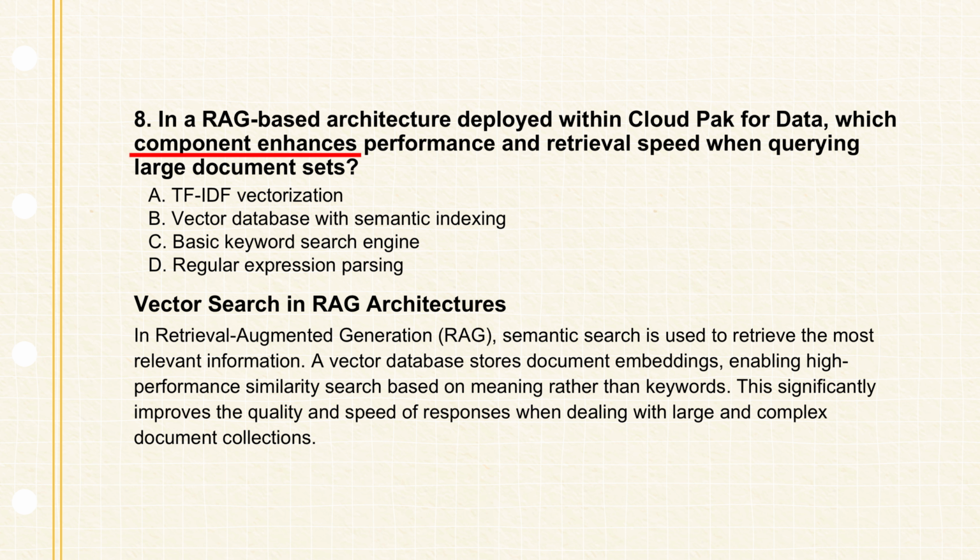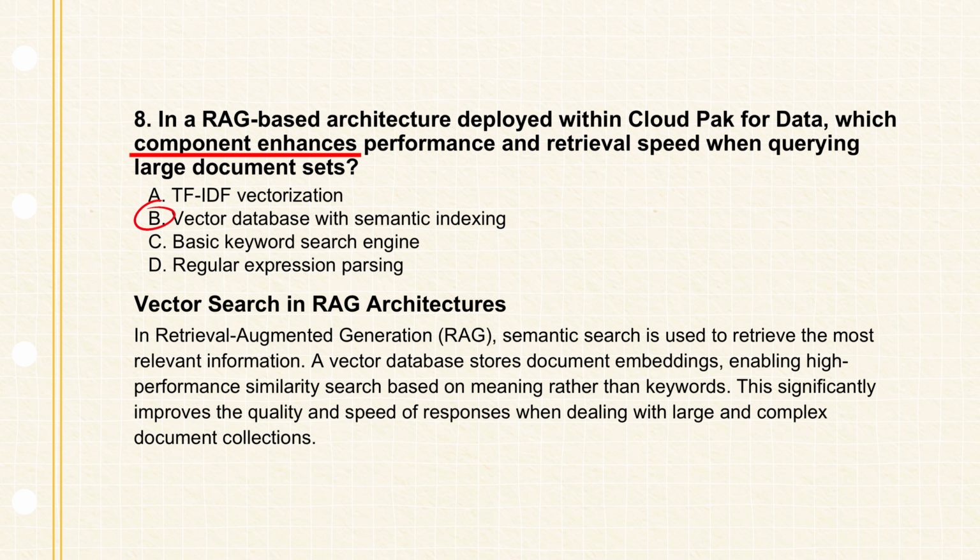Okay, option A. TF-IDF vectorization. B. Vector database with semantic indexing. C. Basic keyword search engine. D. Regular expression parsing. The key here for performance in modern RAG is B, a vector database with semantic indexing.